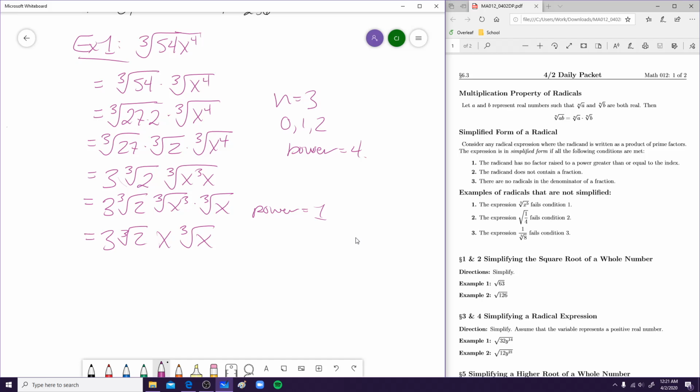So now we want to combine the terms that don't have the radical and the terms that do have radicals. So we can combine 3 and x. So it becomes 3x. And then for the cube root of 2, we have the cube root of 2 times the cube root of x. I'm going to use the multiplication property again, but instead of separating them, we're going to combine them together. So then this becomes 3x cube root of 2x. And this is our answer.